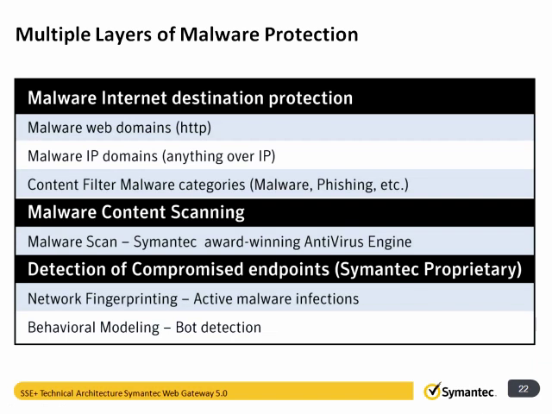The next layer of malware protection is the malware content scanning layer. This is the Web Gateway's ability to scan files that are being uploaded and downloaded through the Web Gateway with Symantec's antivirus engine. The next 2 layers of malware protection are the Web Gateway's ability to detect compromised endpoints in the network. These modules are pretty big differentiators when compared with our competitors. The first is the method in which the Web Gateway can use network fingerprints to identify malware-infected clients on the network. The second is the method in which the Web Gateway uses behavioral-based patterns to help detect botnet-infected clients in the network.